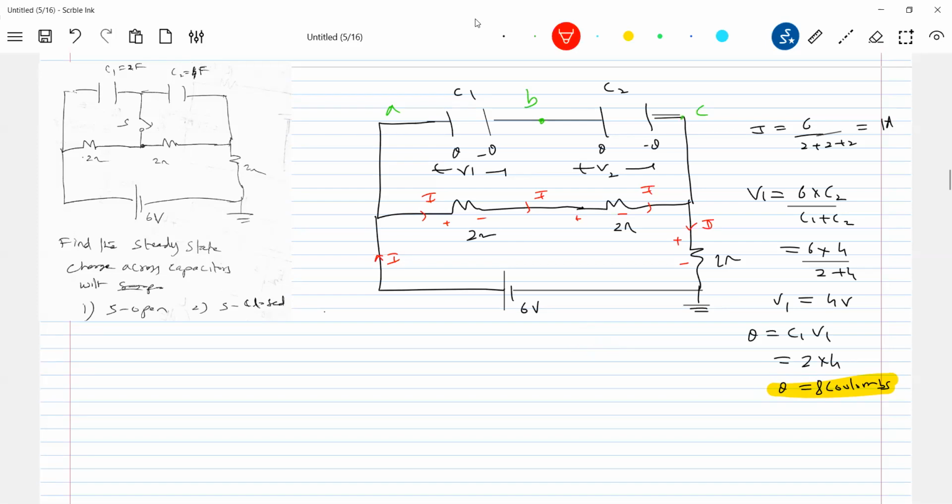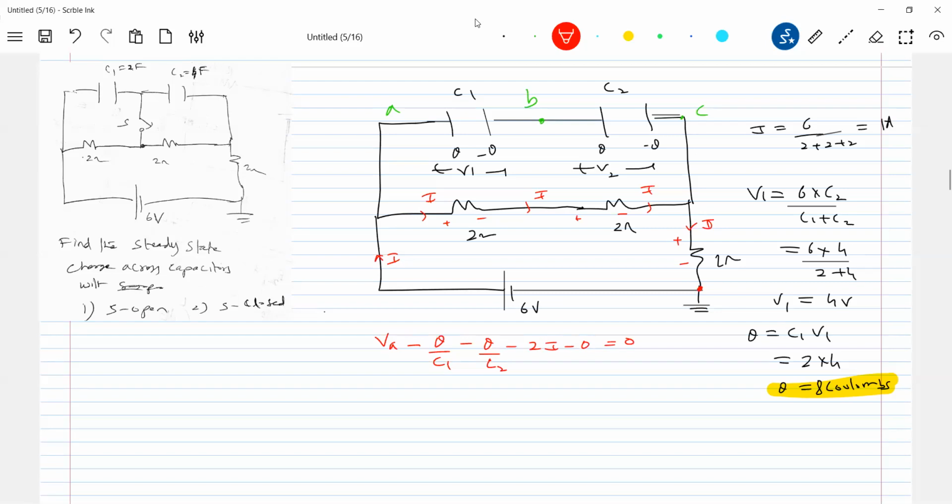KVL. So apply KVL. VA minus Q by C1 minus Q by C2 minus 2 into I equals 0. Why should I write 0? Because the potential of Earth will be 0, no?